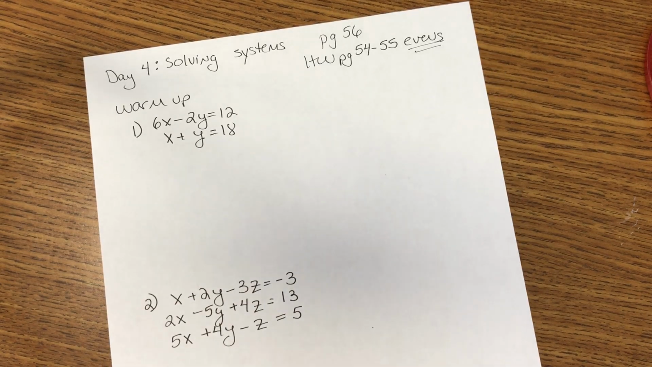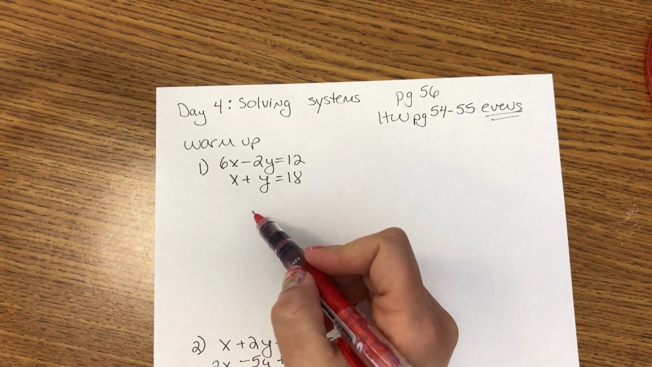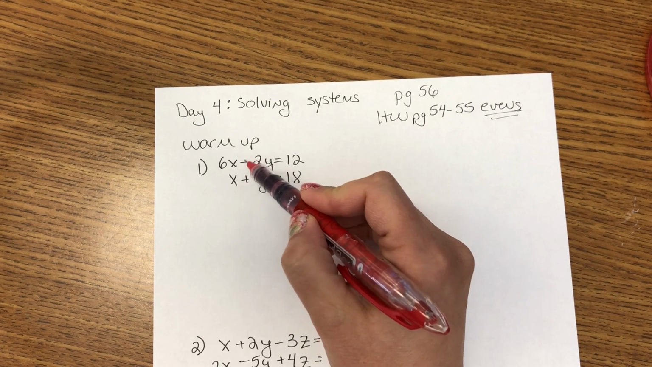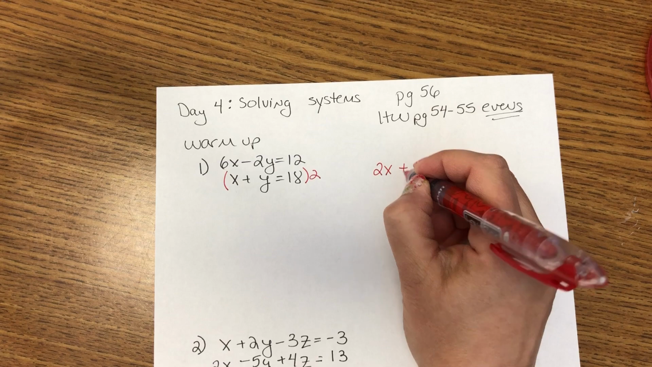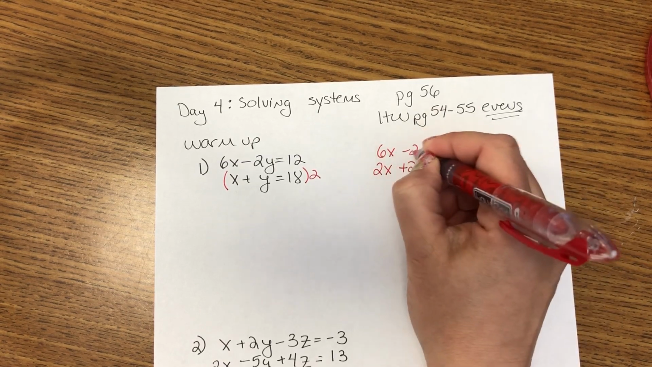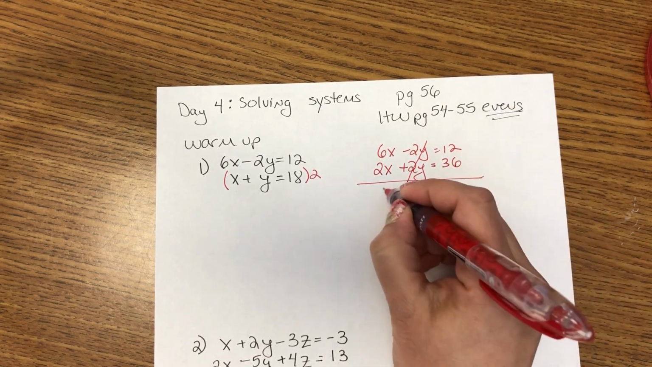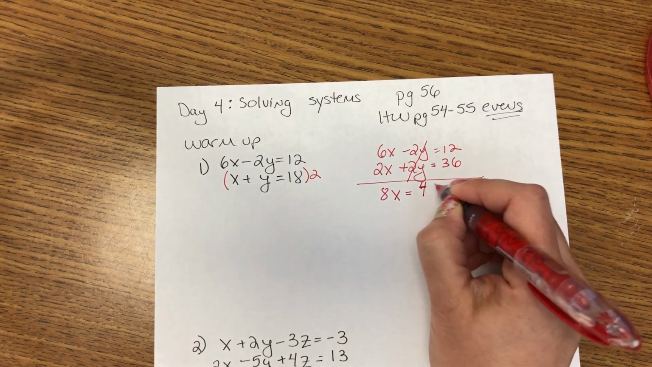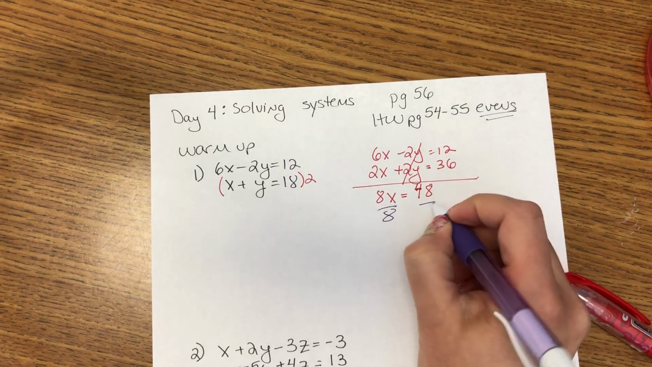So for number 1, since it's a 2-variable system, I want to match the coefficient on either x or y. I think I'm going to do y since that one's already negative. So I'm going to multiply this equation by 2. I'm going to recopy the first equation. And then I'm going to add them together to cancel the y's. And then we're going to divide to solve for x.